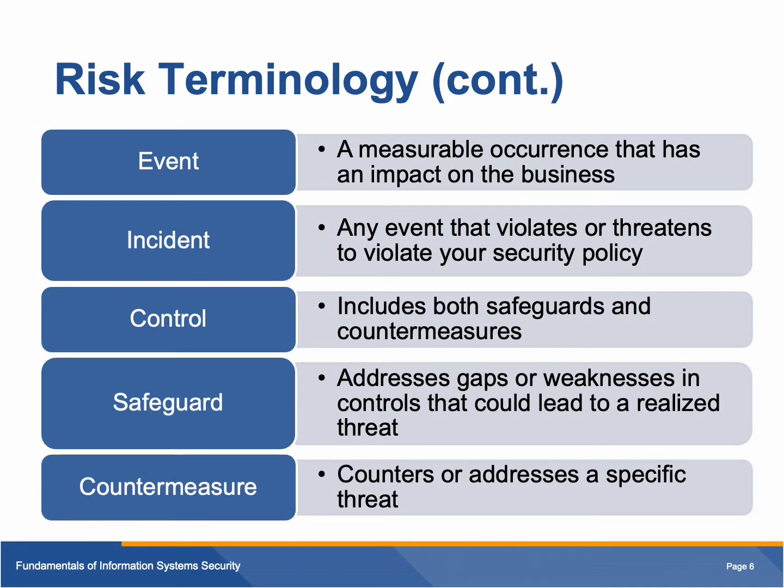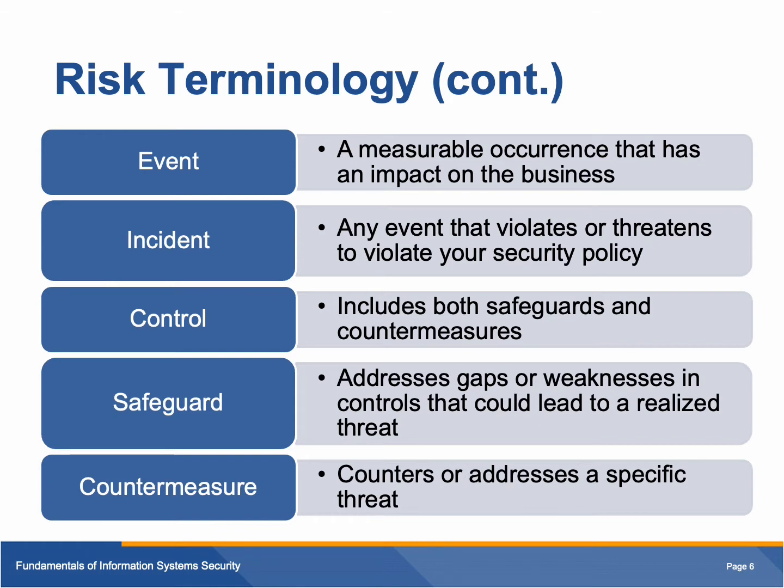Events are measurable occurrences, so the possibility of something happening at some point in time, and that we can measure this thing happening and measure the impact that it could have on the organization. The incident is the actual occurrence of the event.